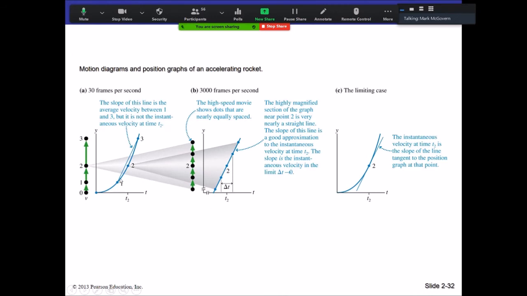So here's a good illustration of what I was talking about. Now you can see here, this motion is not uniform. This is some accelerating rocket. We have a motion diagram on the left here. We have a position time graph showing that we are increasing position more and more as we go forward in time. So to be clear, this is not uniform motion. We are accelerating here. But you can see the problem with our definition of average velocity, because how do you characterize the speed? Because the speed is constantly changing.